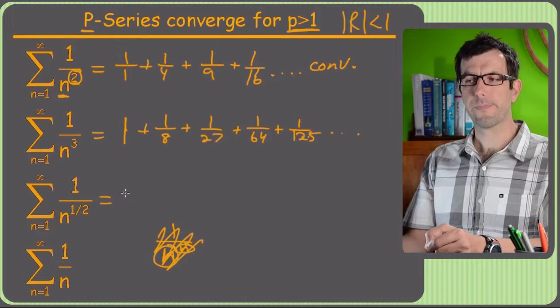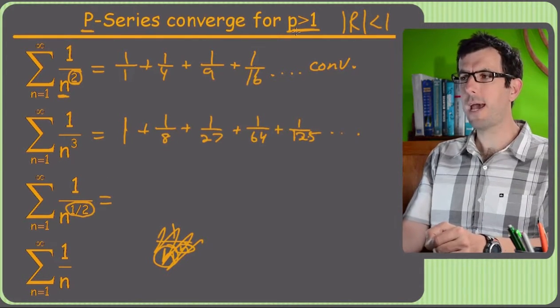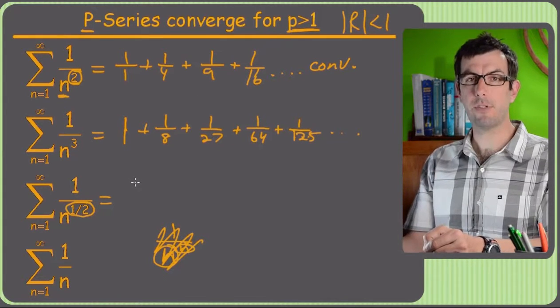So what about this one? Well, guess what? The power here is 1/2, and 1/2 is not bigger than 1, so this diverges.